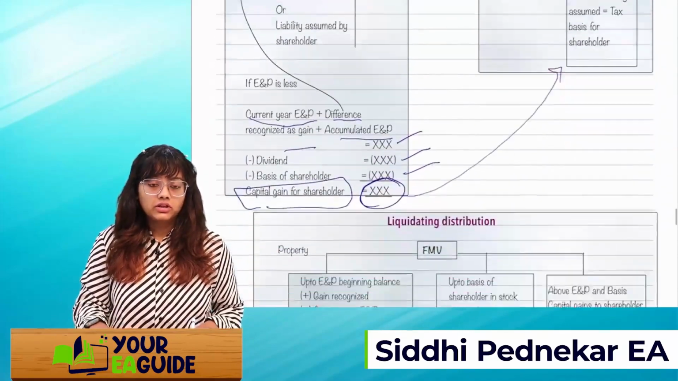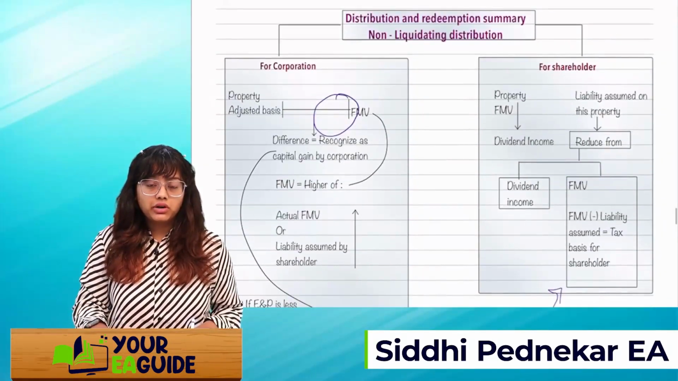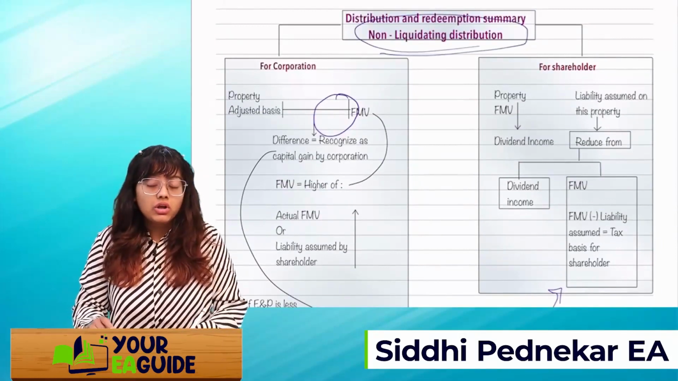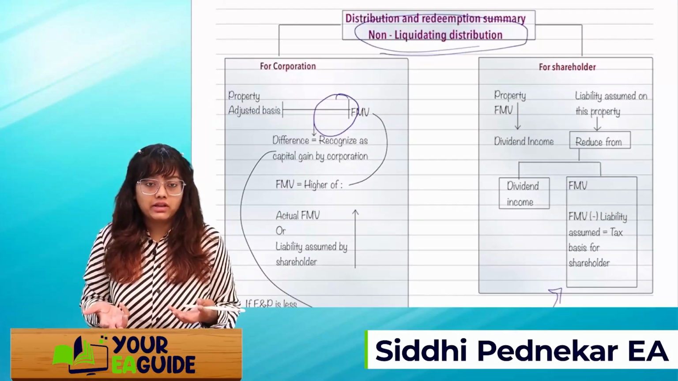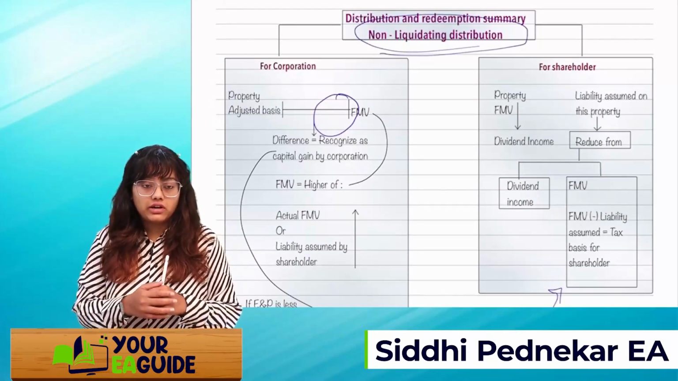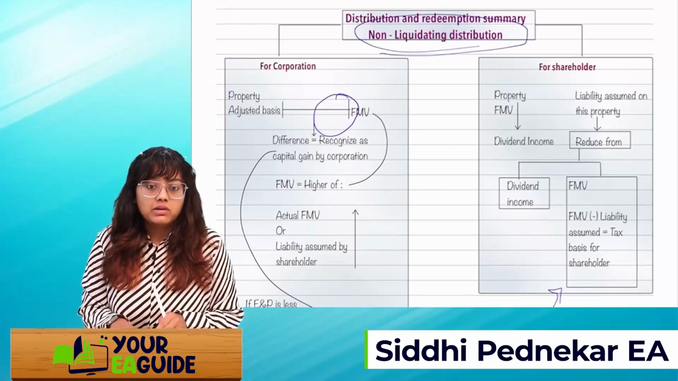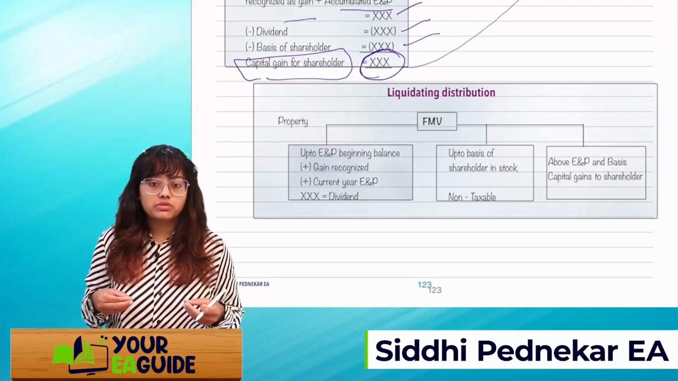Okay. Next is liquidating distribution. This was about redemption of non-liquidating. Non-liquidating means this shareholder is still holding some share in the corporation. They are not having any changes in the ownership or in the voting power. But if I talk about liquidating distribution, it means they are liquidating their ownership share.